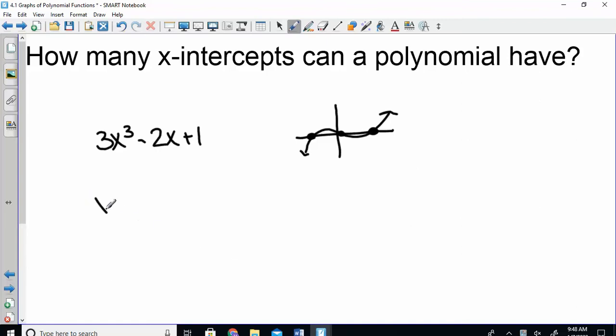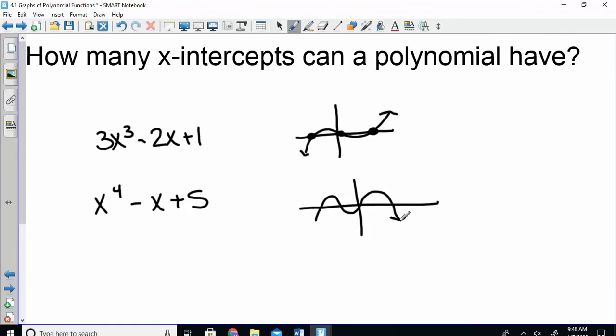Okay, if I said like x to the 4th minus x plus 5, how many turning points could that have? 3 turning points. So there's 1 turning point, 2 turning points, 3 turning points. Now this is not the graph for it, I'm just drawing a graph with 3 turning points. How many x-intercepts does that have? 4. So this one had 3, this one had 4.